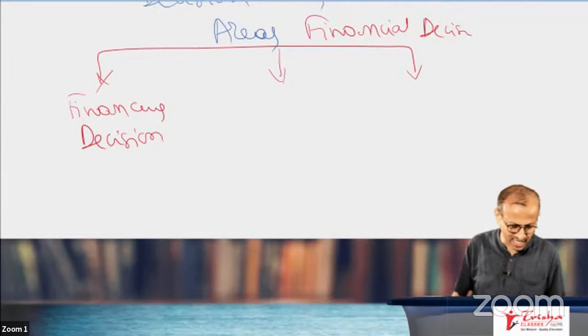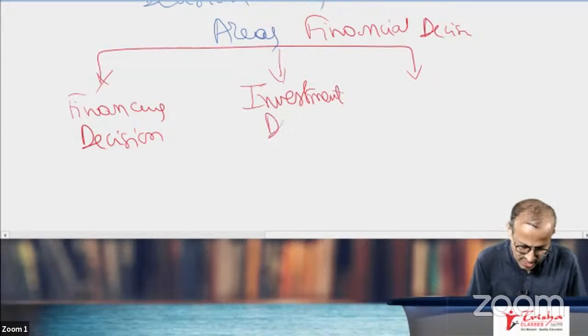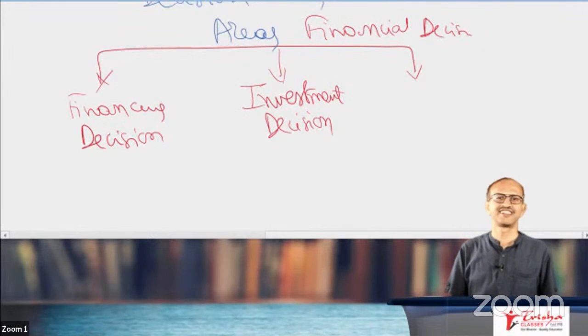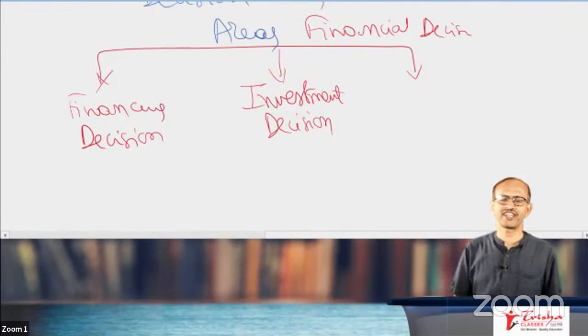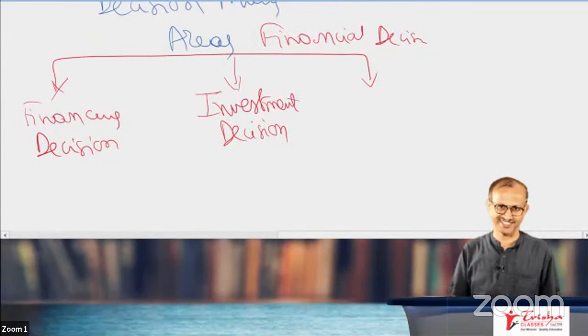This decision we call investment decision. This decision is called what decision? Investment decision. Have you written this? Investment decision. Financing decision and investment decision.